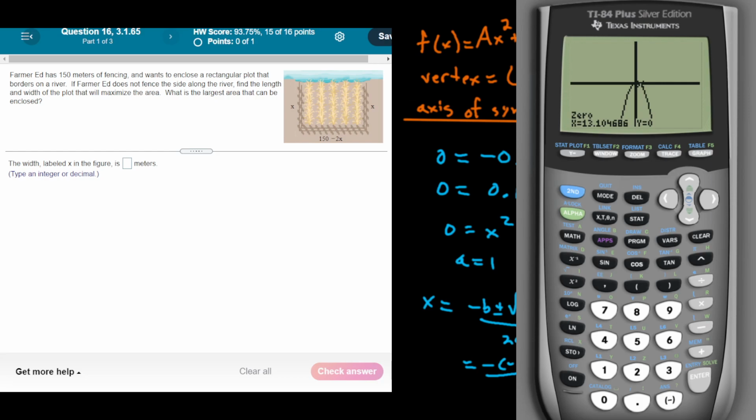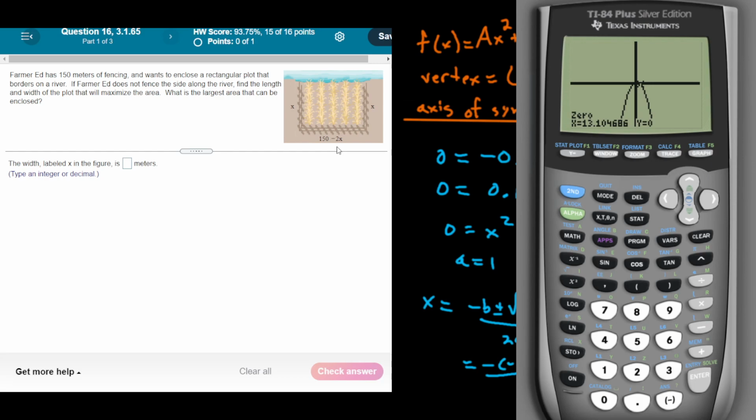What is the largest area that can be enclosed? Find the length and width of the plot. So we're going to have to figure out what our x is, basically, because the x is going to be our width because it's shorter, and the length is going to be whatever 150 minus 2x is.